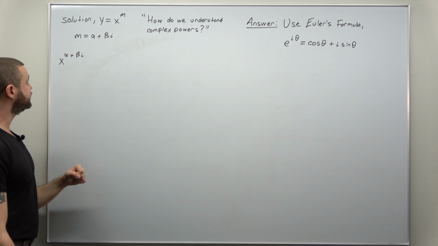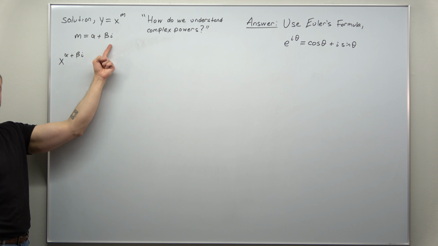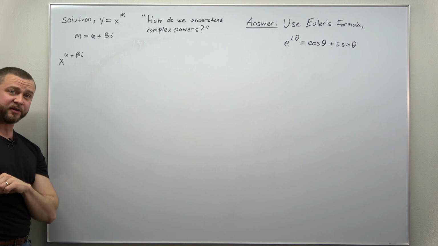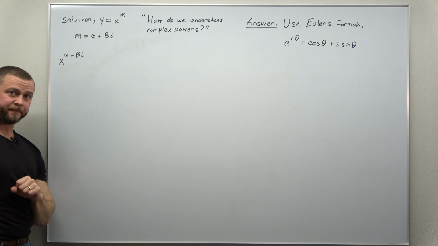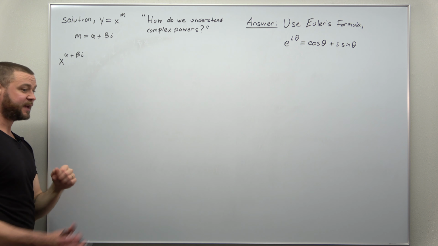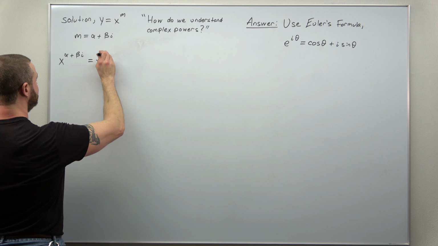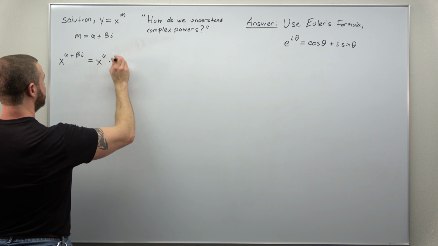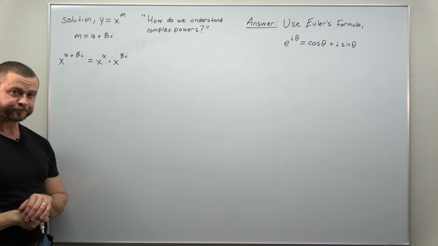All right, so our first step is we're going to replace m in that solution with the complex value alpha plus beta i. And since we're adding in the exponent, I can rewrite this as a multiplication of bases. In other words, rewrite this as x to the alpha times x to the beta i.